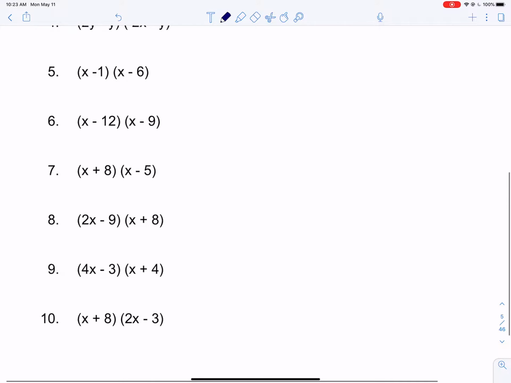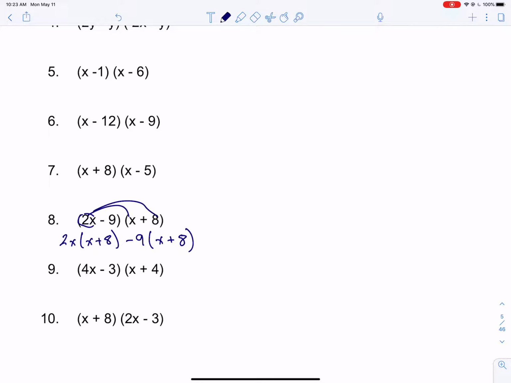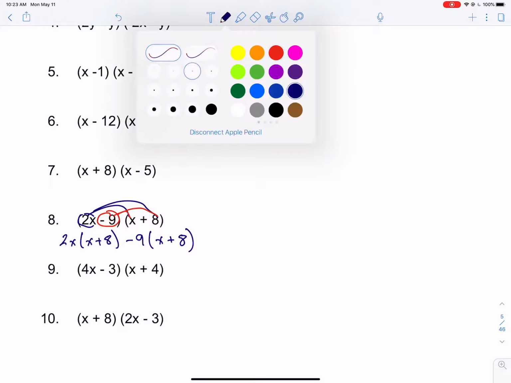Maybe number 8. So again, at this point, we shouldn't have to write this middle step, but I'm just showing you that this is how we are doing this without writing it. So we're just kind of doing this mentally. We're taking the first term times each of those, and then we're taking the second term times each of those. Okay, but if we don't want to do that in our head, or we just don't really see it, or it's confusing, then let's write it out.